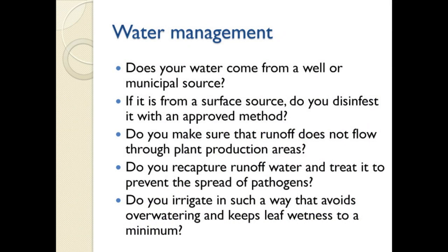Do you make sure that runoff does not run through your plant production areas? And do you recapture your runoff water and treat it to prevent the spread of pathogens? You don't let it go off-site. And do you irrigate in such a way that avoids overwatering and keeps leaf wetness to a minimum? These are things which will help you prevent disease problems, especially for the water molds. So here's the table I mentioned.